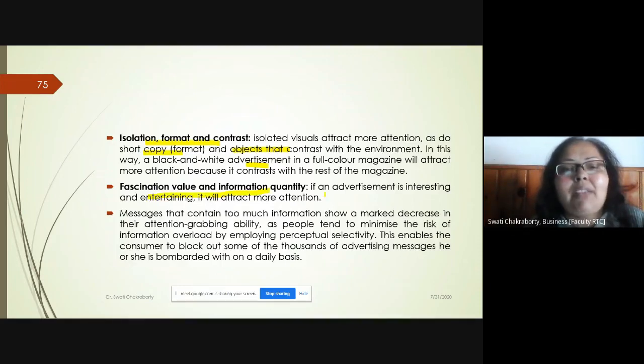Fascination, message, and information quantity. Any advertisement which is interesting, which is entertaining, will attract more attention. A message which has too much information, people try to actually avoid that, right? People are very busy, so who has time to read so much? So the message has to be short, but it has to be attractive, right?